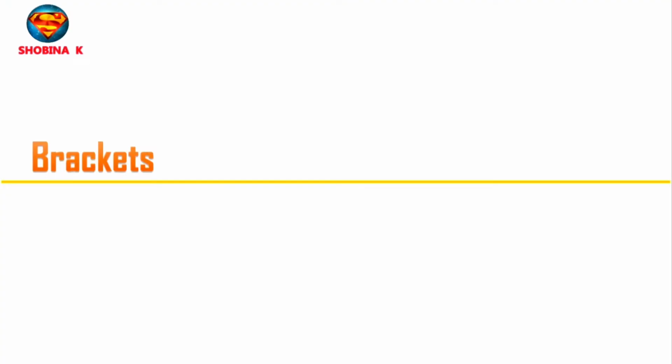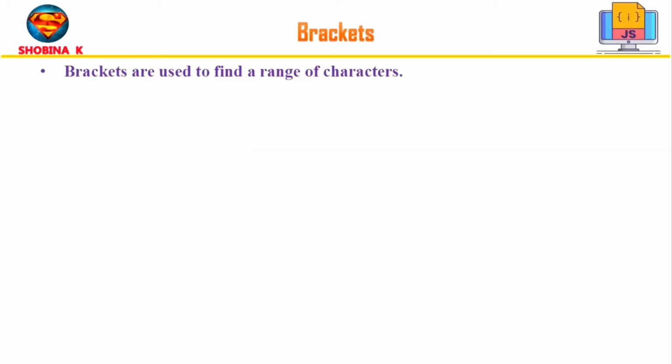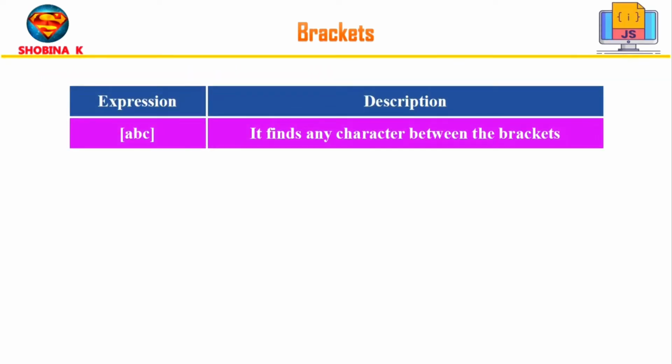And next we have the brackets. Now talking about the brackets, they are basically used to find a particular range of characters. And they can define a single character or a group of characters or a character span. And the brackets match the characters inside the brackets. And here the first expression, that is abc within the square brackets. Now this particular expression is used to find any character present between the brackets. So with this you can pass any character or any set of characters inside the square brackets, and that will be matched with your string.